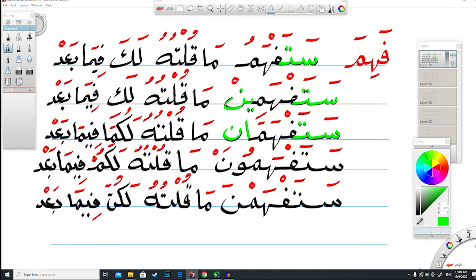ستفهمان. Here we added sa and ta, then we added waw and nun. ستفهمون. You will understand for the plural masculine. We added sin, ta, nun, and I forgot to write the shadda. ستفهمن. ستفهمن ما قلته لكن.